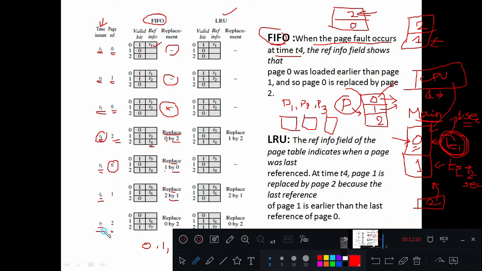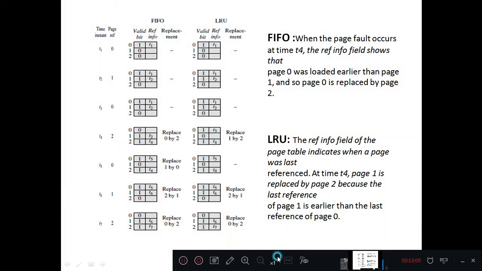So again at time t7, how does main memory look now? At time t6, page 2 is replaced by page 1, so here 1 comes and here 0 is there, right? At t7 again we are referencing page 2. Page 2 is not there in the main memory, so a page fault occurs again, and we need to replace page 0 by page 2, right? So in this manner the first in first out page replacement policy works, right?